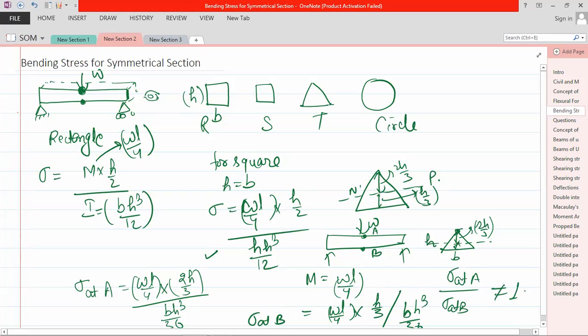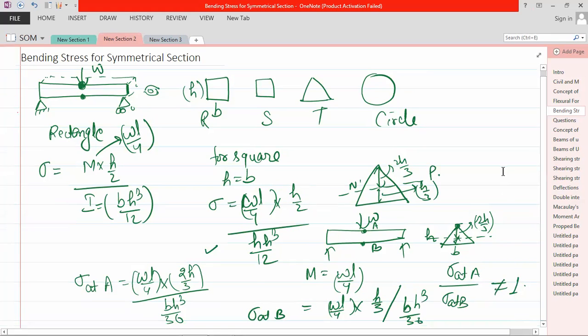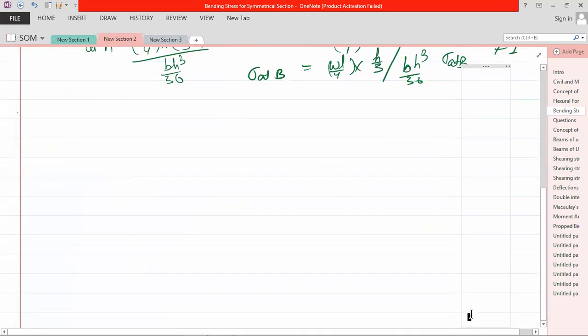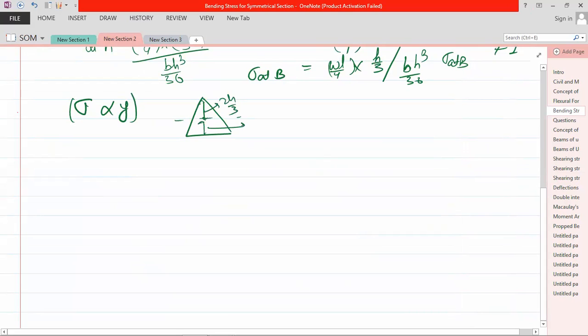I want you to just come to a conclusion. What is the conclusion? Let me write. The conclusion is sigma is directly proportional to y. As you can see in the triangle, the top fiber is much more distant. It is 2h by 3 and the other is h by 3.